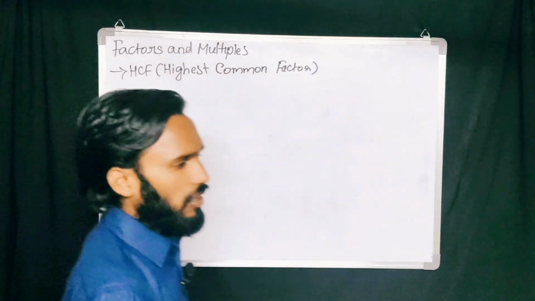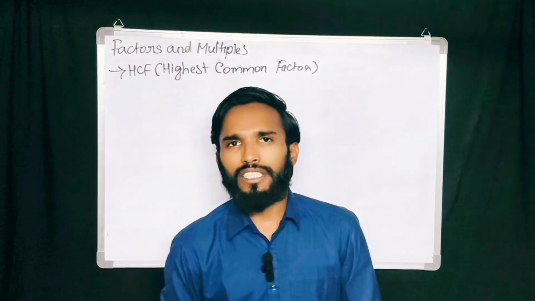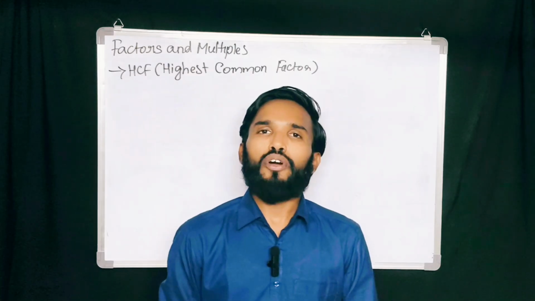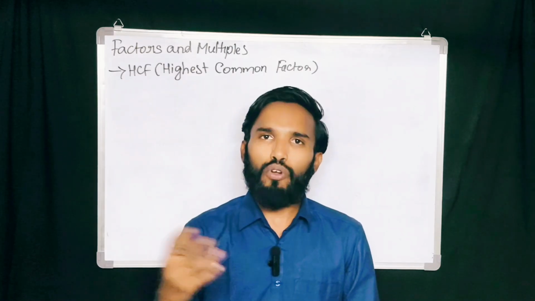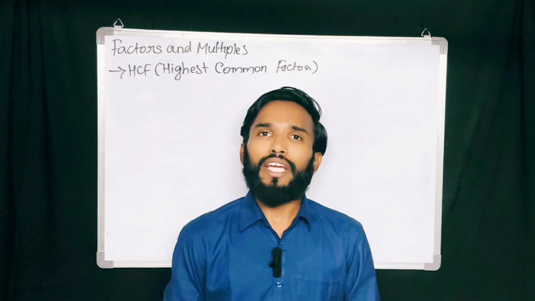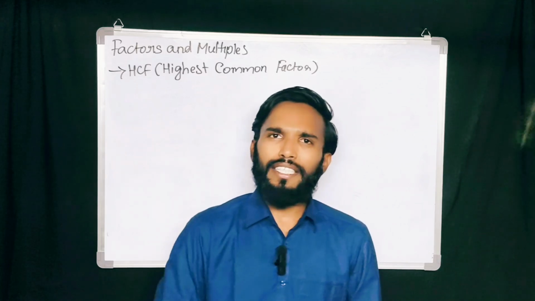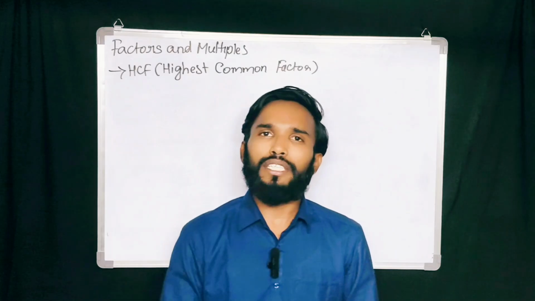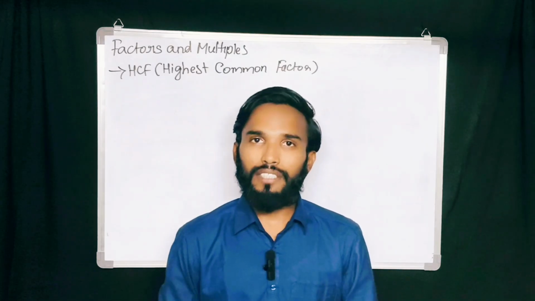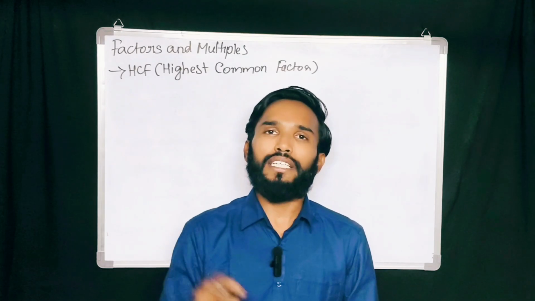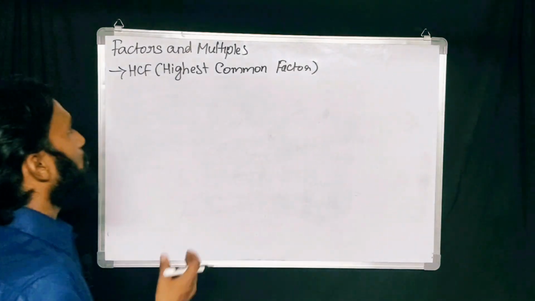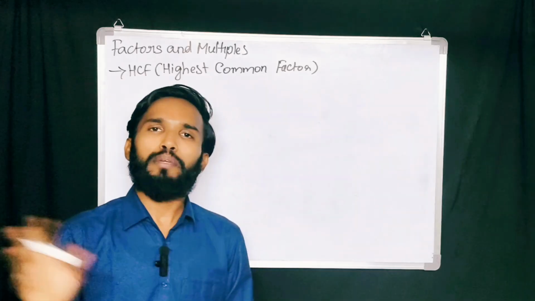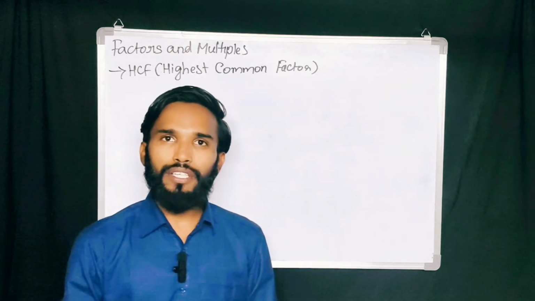What is highest common factor? If you are taking any two numbers or more than two numbers, the biggest factor that divides the numbers without leaving a remainder, that means dividing those numbers completely. So when a number divides all the given numbers completely, that is called the highest common factor.